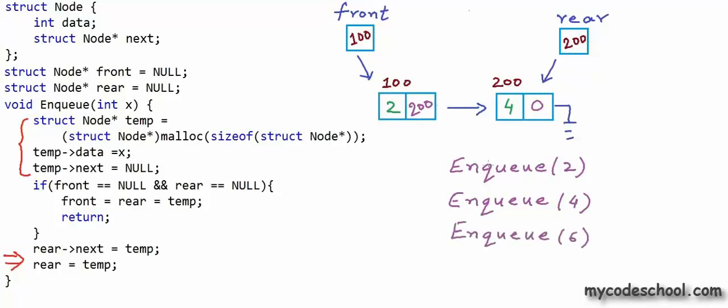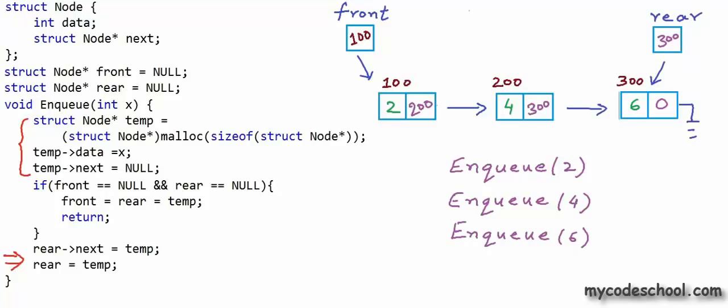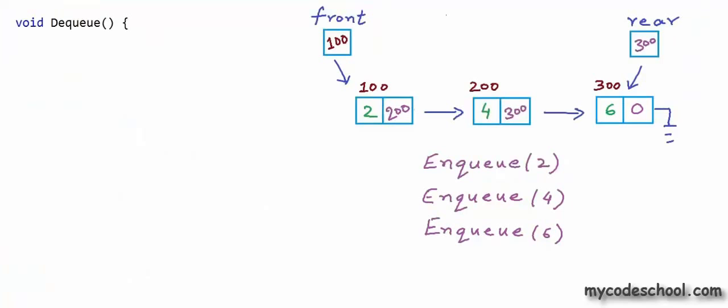Let's do one more enqueue. Let's enqueue number 6. Let's say we got our new node this time at address 300. So this is how our queue will look like. Okay, let's now write the dequeue function. In the dequeue function, I'll first create a temporary pointer to node in which I'll store the address of the current head or current front. Let's say for this example at this stage I'm making a call to the dequeue function.